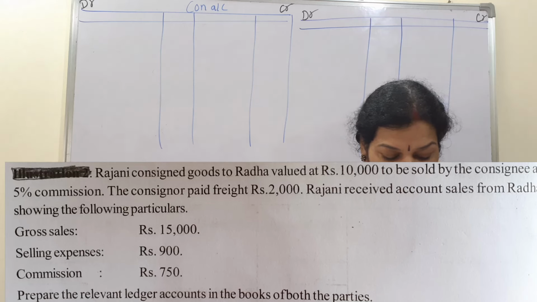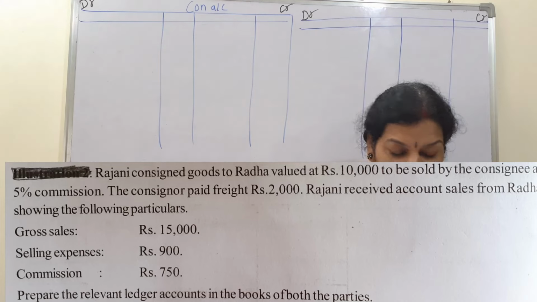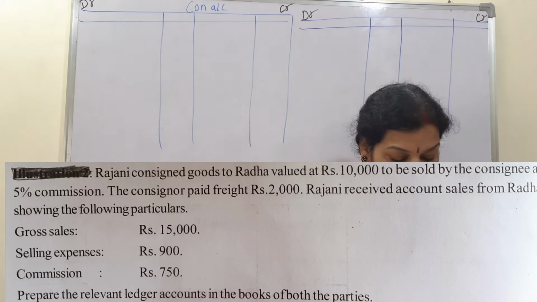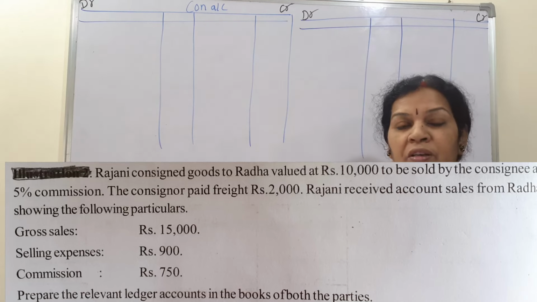Rajini received account sales from Radha showing the following particulars. What are those? Gross sales, means Radha sold goods worth 15,000. Selling expenses 900, Radha's expenses. Commission 750. It's already given 750, so we can take directly 750. Prepare the relevant ledger accounts in the books of both the parties.